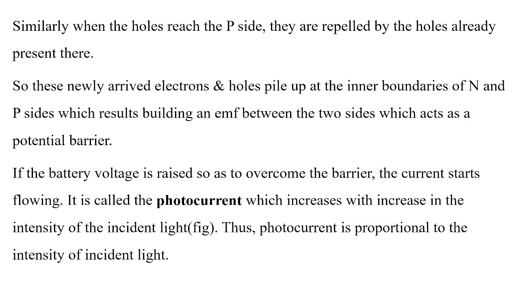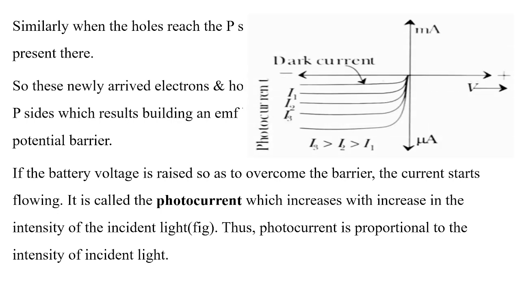If the battery voltage is raised so as to overcome the barrier, the current starts flowing. It is called photocurrent, which increases with increase in the intensity of the incident light. You can see in the figure that photocurrent is proportional to intensity of the incident light. You can see that in the graph, if you are drawing a graph of current versus voltage.